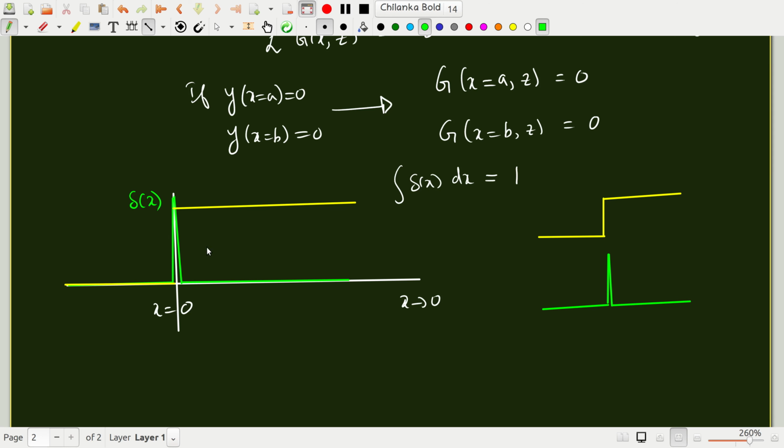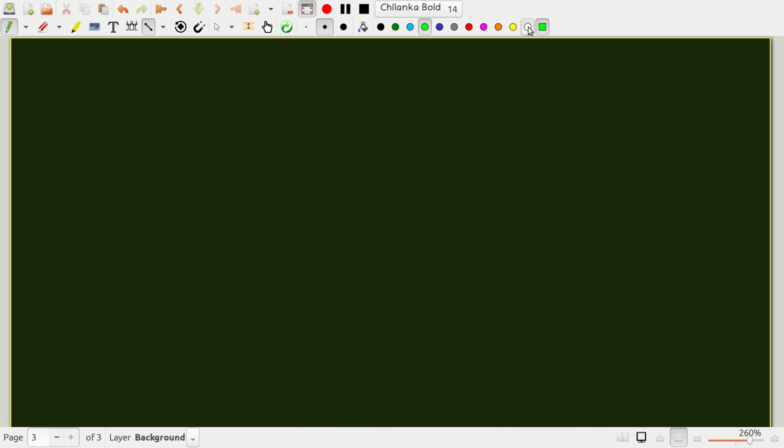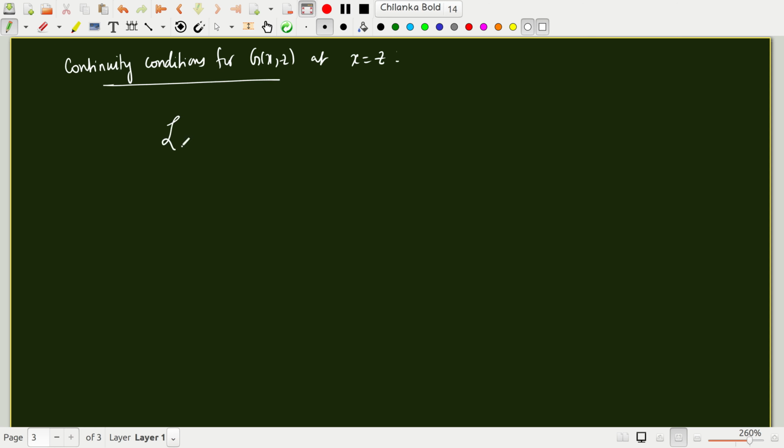So with this understanding, what we'll next do is to derive the so-called continuity conditions for g of x z at x is equal to z. Now we have L of g of x z is delta of x minus z. Now let's integrate this entire equation over a tiny interval about x equal to z.